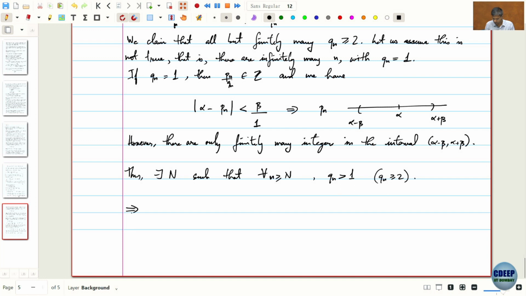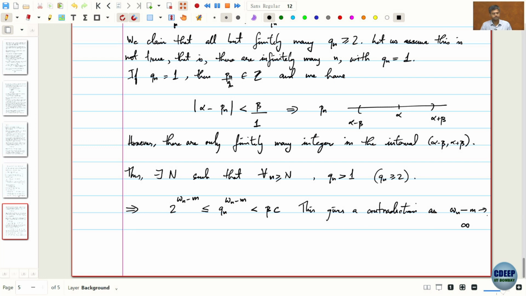So this implies that 2 to the Wn minus m is less than or equal to Qn to the Wn minus m, which is strictly less than beta times C. But this gives a contradiction, as Wn minus m tends to infinity. Beta times C is constant, and on the left hand side we have 2 to the power Wn minus m. m is fixed, since m was the degree of alpha, and Wn tends to infinity. So therefore Wn minus m will also tend to infinity.